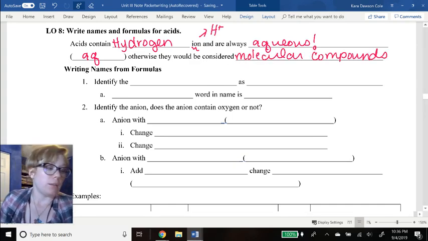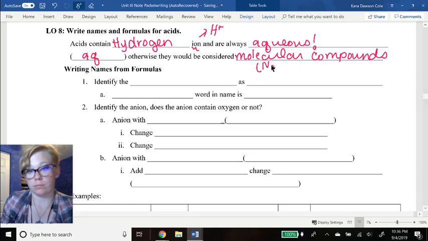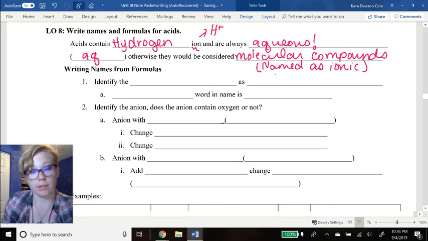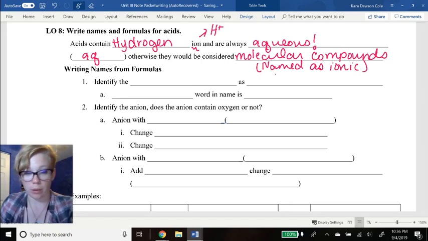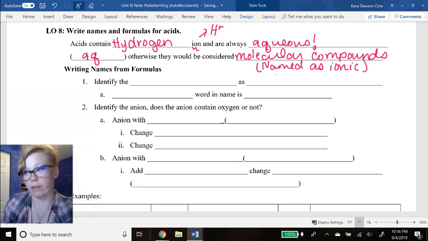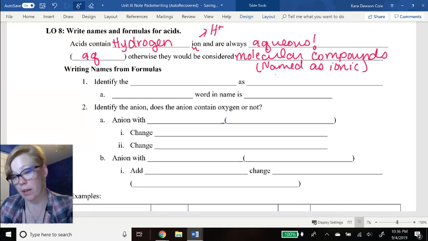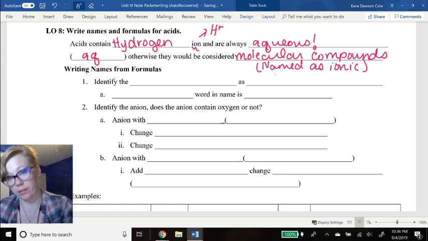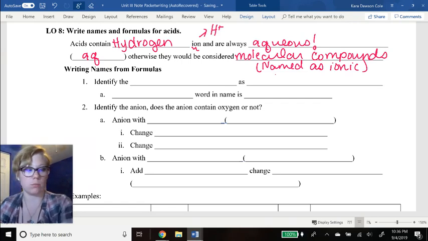But this is where they're named as ionic. I mean, who makes these rules up? I don't know. So they're named as ionic. I can't help it, guys. So if you see them and they're in a different state than aqueous, just name them hydrogen and whatever the anion is. So hydrogen chloride, hydrogen bromide, hydrogen iodide. It's just how it is.